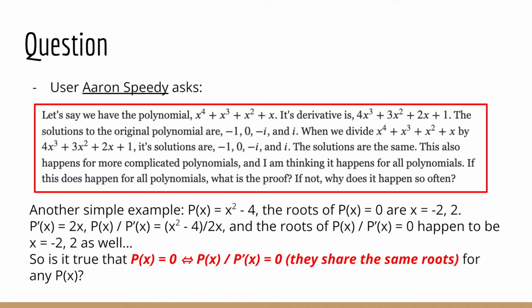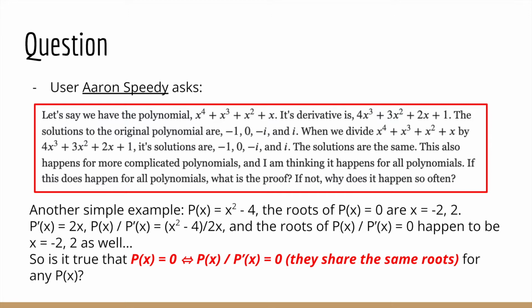In this question, Aeron Speedy asks, let's say p(x) is x to the fourth power plus x cubed plus x squared plus x, and then the derivative p'(x) is 4x cubed plus 3x squared plus 2x plus 1. The solutions of p(x) equal to 0 are -1, 0, -i, and i. And for p(x) over p'(x) equal to 0, the solutions are the same. Does it happen for all polynomials?